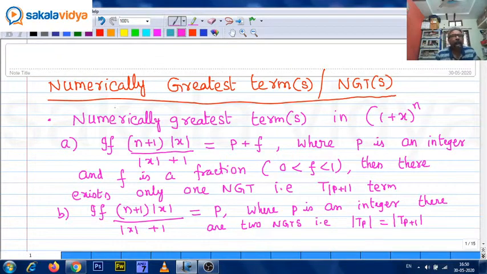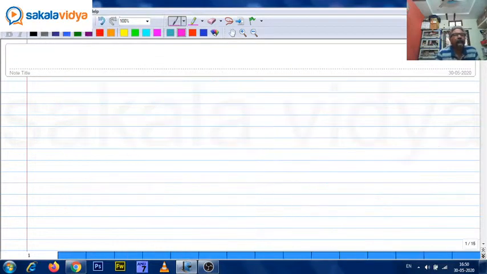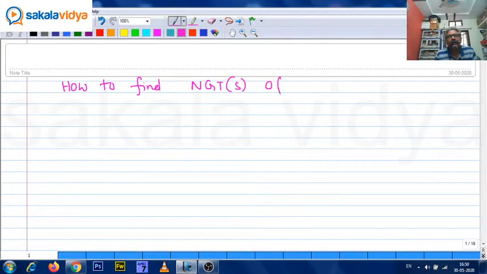Next, for example, how to find the NGT or NGTs of the (x + a)^n expansion? How to find it? That means if and only if we put this (x + a)^n in the form of (1 + x)^n. Mr. Rohit Yadav, how do you put this (x + a)^n in the form of (1 + x)^n? Please chat in the chat box. You give your answer.